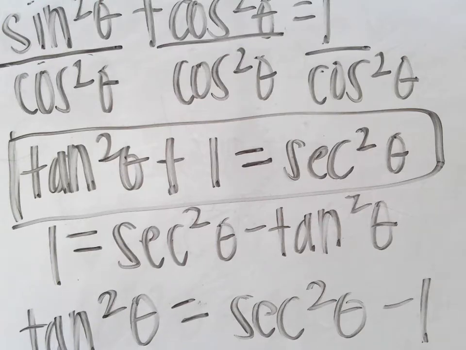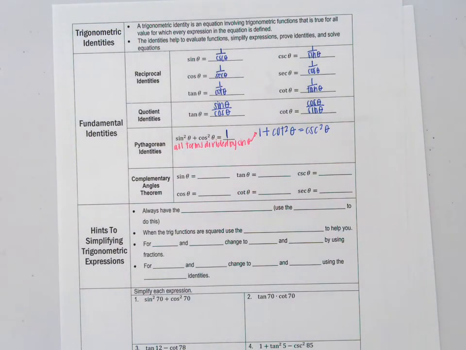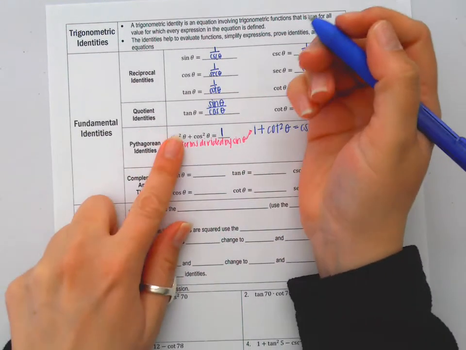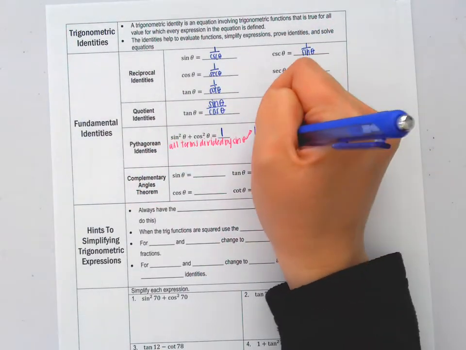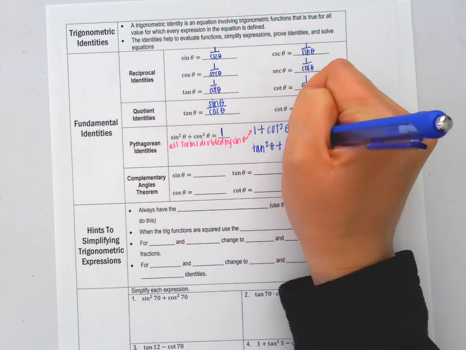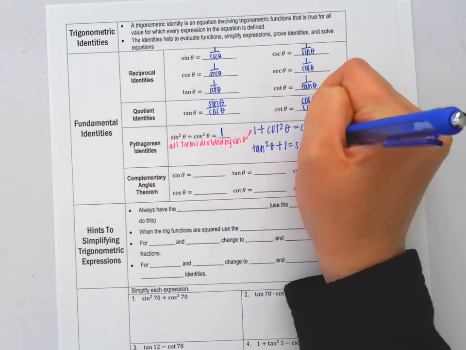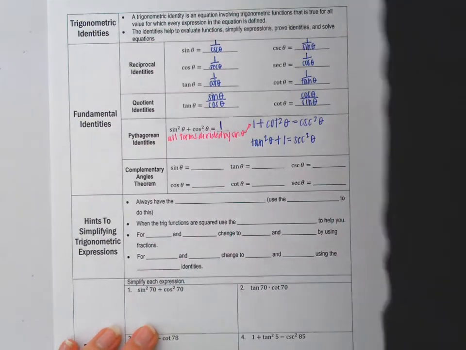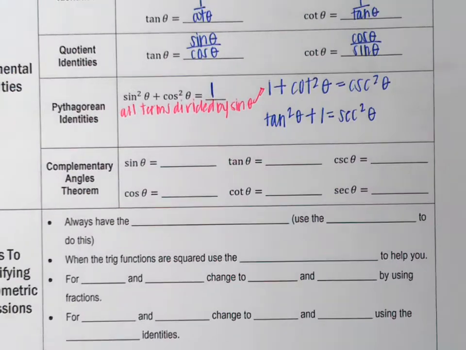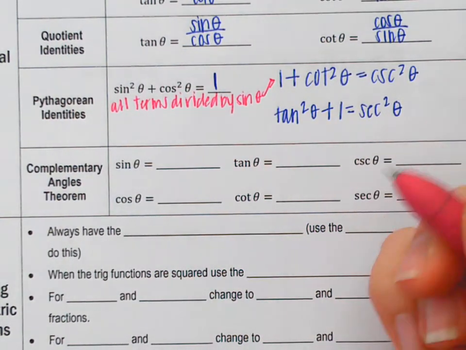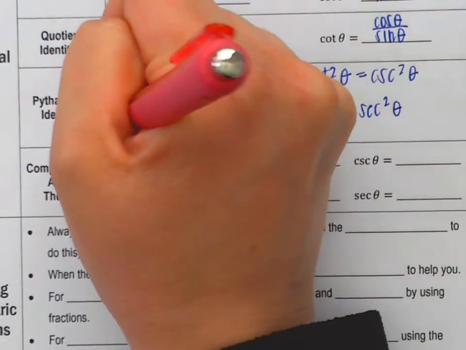Okay, so we're going to write that down in our notes. And so that's going to be tangent squared theta plus 1 equals secant squared theta. And so this, I'll zoom back in. This one is all of my terms divided by cosine.